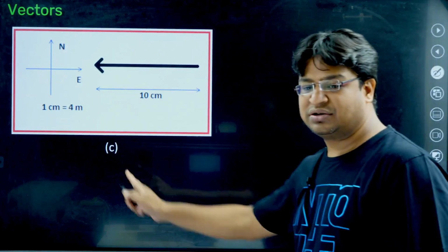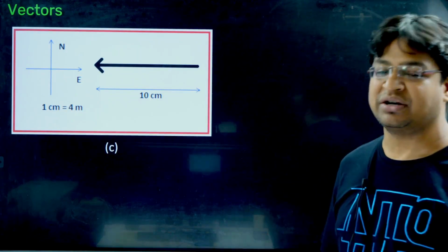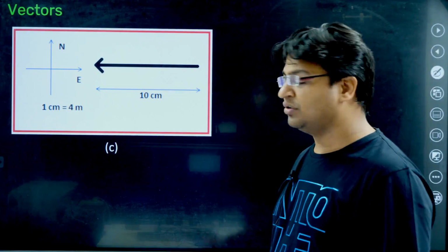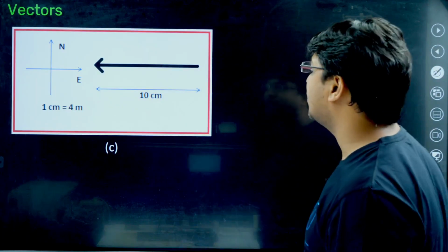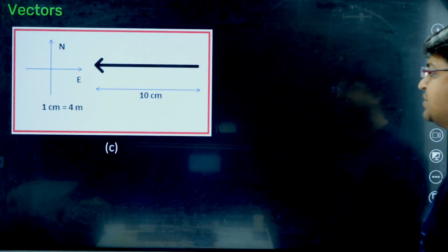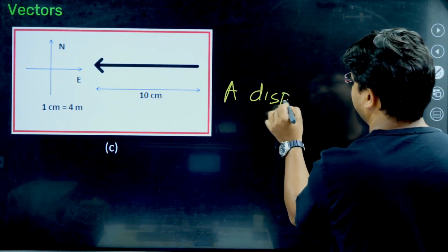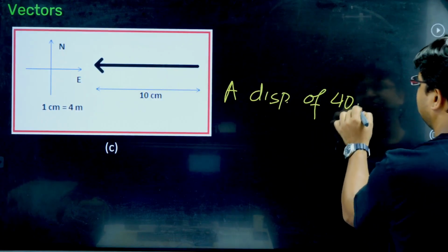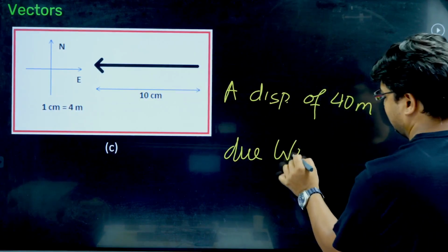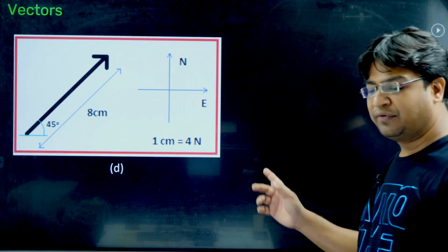Okay, this is the next case, the C part. Here 1 centimeter represents 4 meter. That must be displacement. Displacement is a vector quantity. It has a unit of meter. So 1 centimeter is 4 meter, we have 10 centimeters, so 40 meter. We are representing a displacement of 40 meter due what? Due west. Okay, due west.